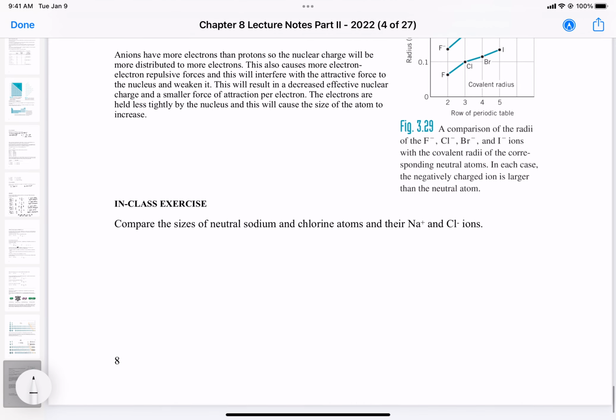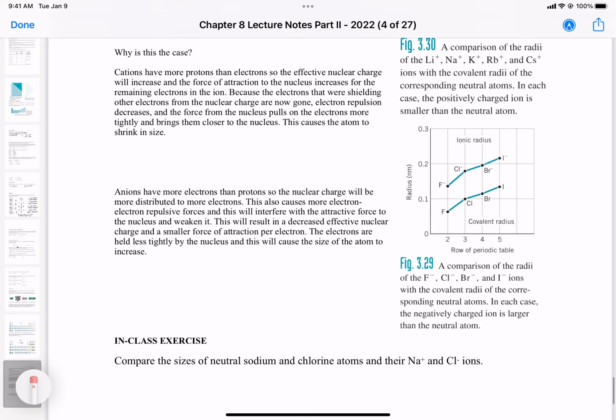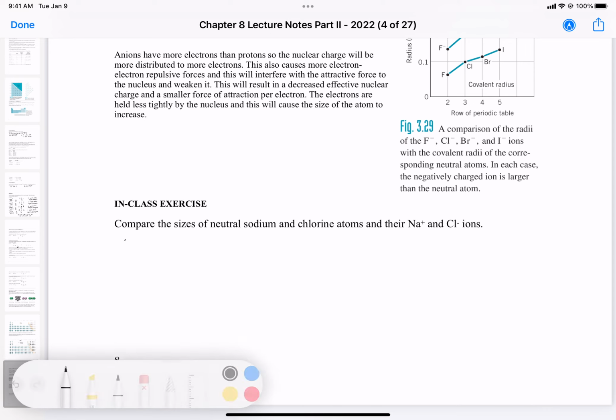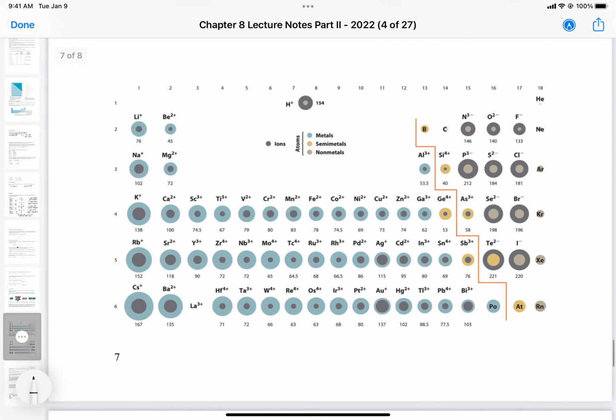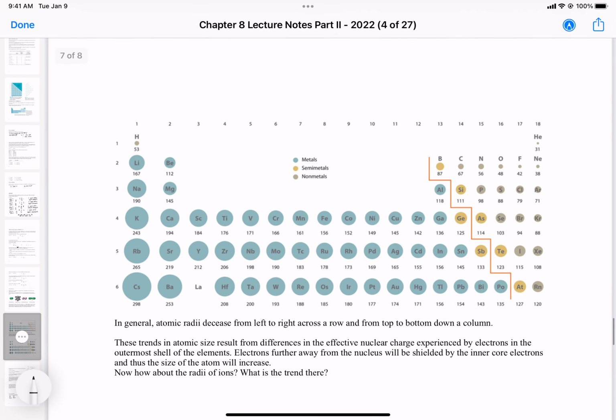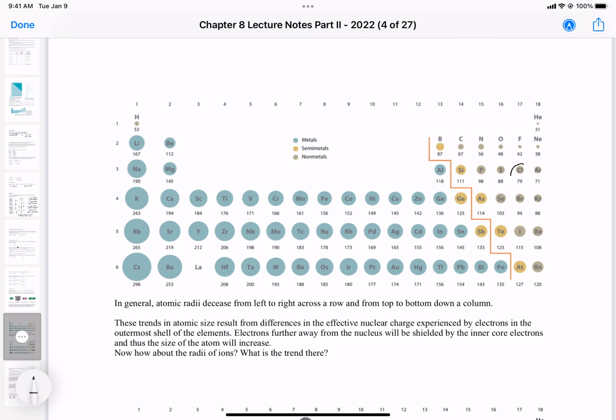Okay? All right, and we can see this data represented by this graph if we plot it. So the last thing we'll do is compare the sizes of neutral sodium and chlorine atoms with their ions. If we look at our graph here, for sodium, we have 190 picometers for the sodium atom. And then for the ion, we see that it decreases to 102. And then for the chlorine atom, the atomic radius is 79 up here.